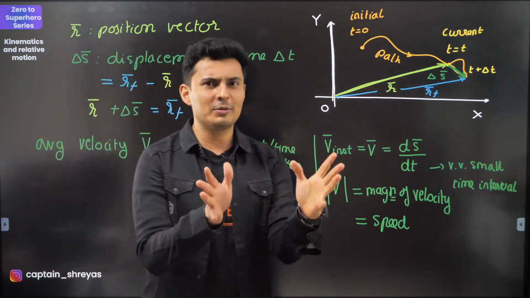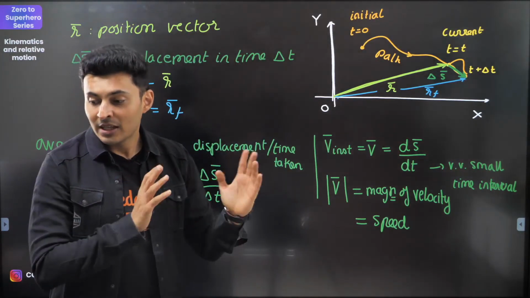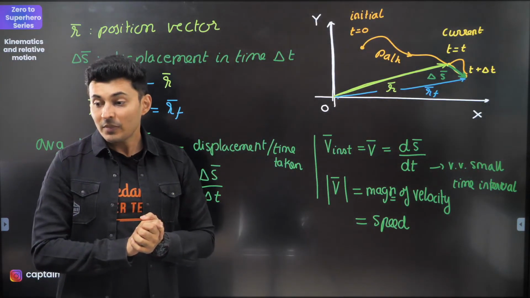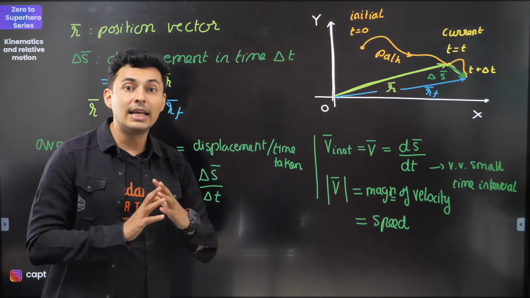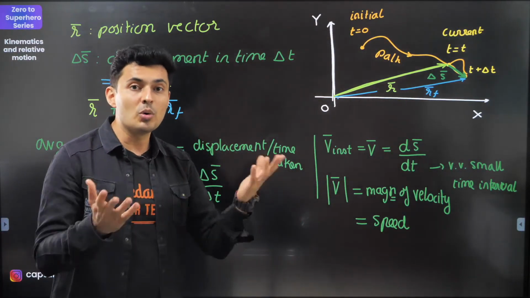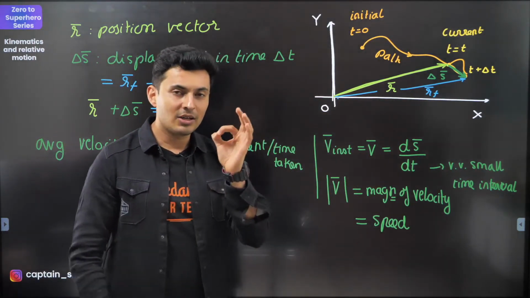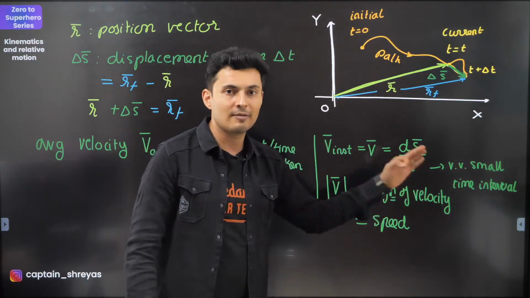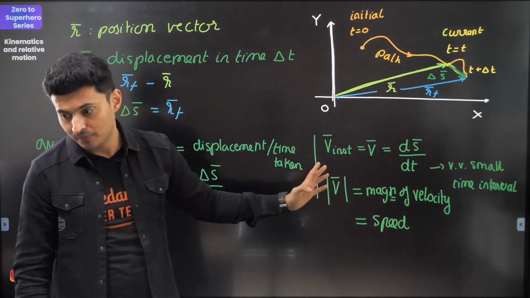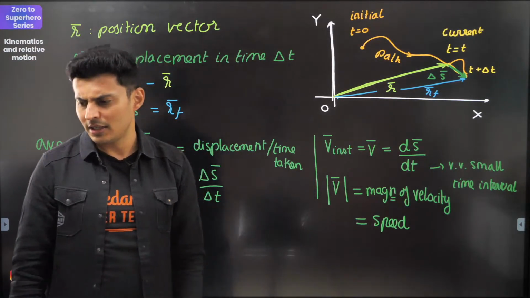Do you know what is the difference between delta and d? Delta can be anything. It can be 1 second, it can be 100 seconds, it can be 2 hours. But d is an infinitely small value. So it's always going to give me instantaneous values. That's the difference.